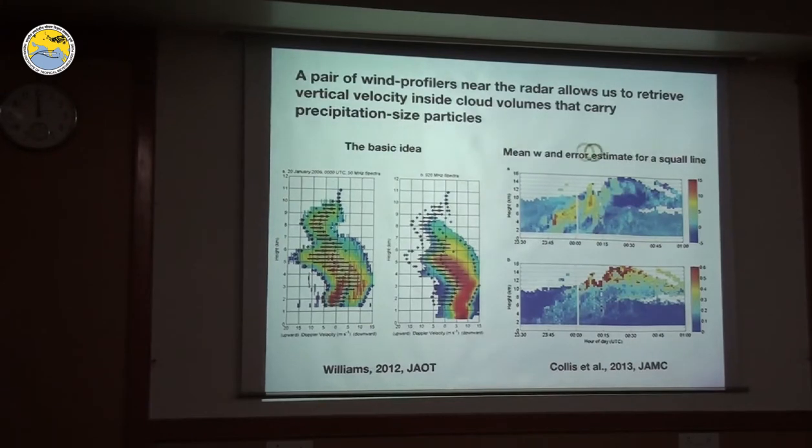This is an estimate of vertical velocity as a squall line passes the wind profiler site. And you can see here comes the squall line. They get maximum vertical velocities of 10 to 15 meters per second. It's tilted, and then behind there's the stratiform region where you get weak vertical motion. So that's the sort of data that we can derive. We even know how much we can trust the data. Down here is an error estimate, basically.